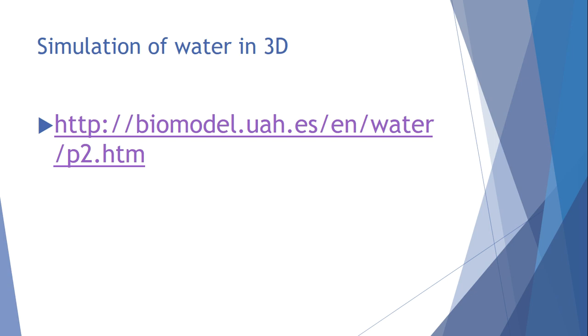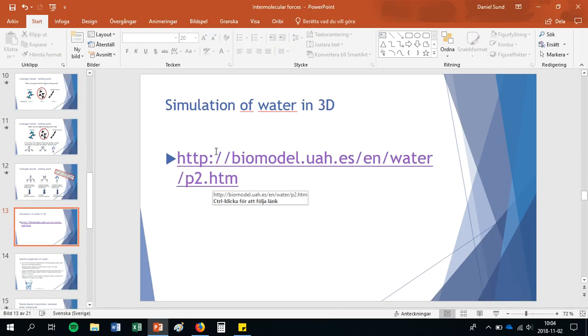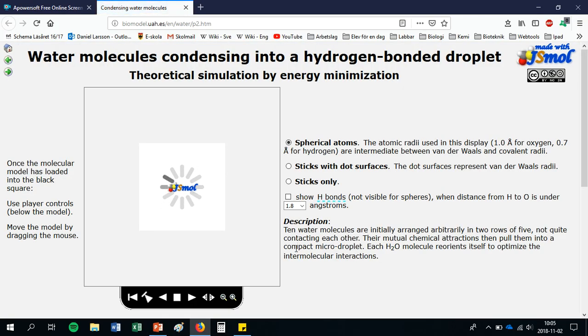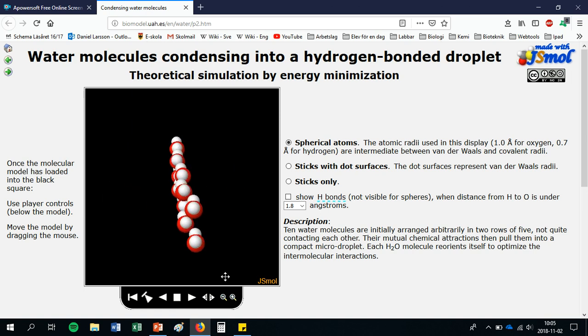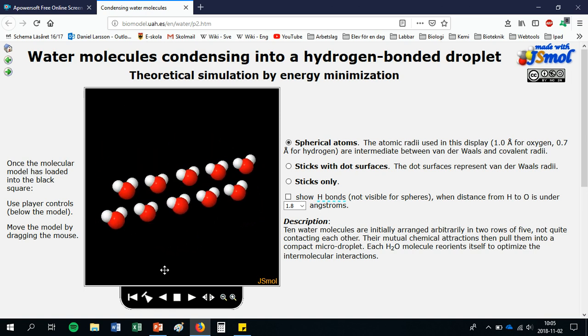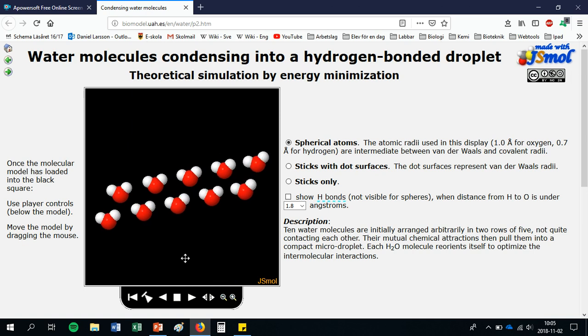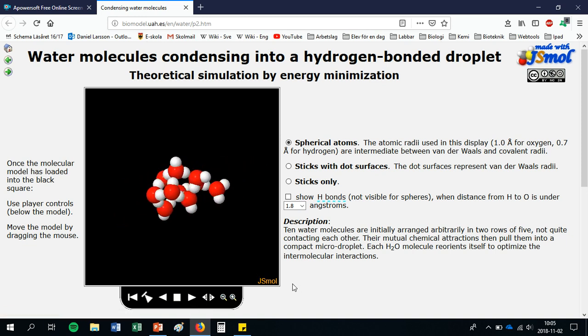And I'm actually going to show you a simulation of water in 3D. Let's see. Right. So here we have a bunch of water molecules, and I can spin this around like so. So if we have these water molecules and we simulate theoretically by advanced mathematics how these would interact with each other, we'll see how they will aggregate, how they will form a structure together. And they're going to lump together like so.